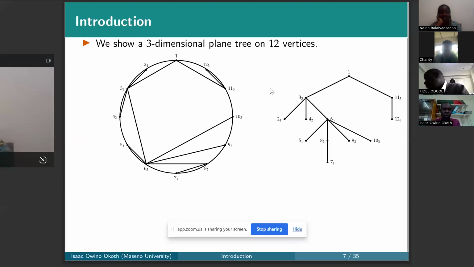So consider this tree. What we have here is a three-dimensional plane tree on 12 vertices. All the vertices which are adjacent to vertex 1 are labeled 3, that is, d is equal to 3 in this case. Vertex 6 is in the third wing, the wing labeled 3. So there are 3 wings here: the ones labeled 1, the ones labeled 2, and the ones labeled 3.